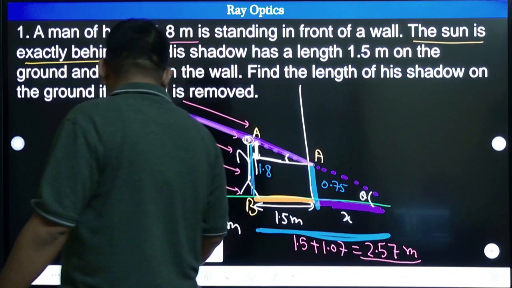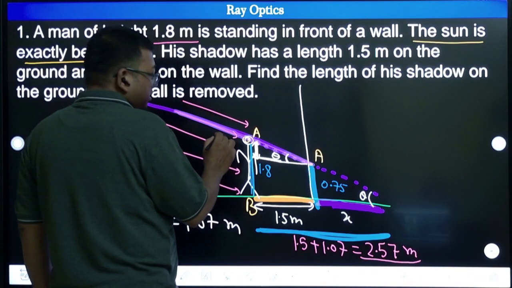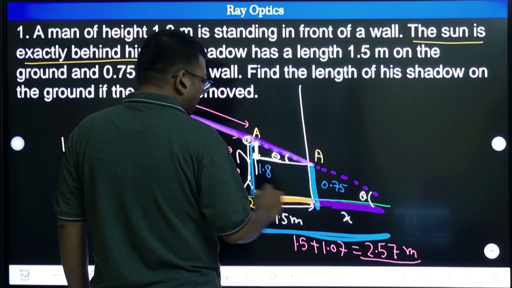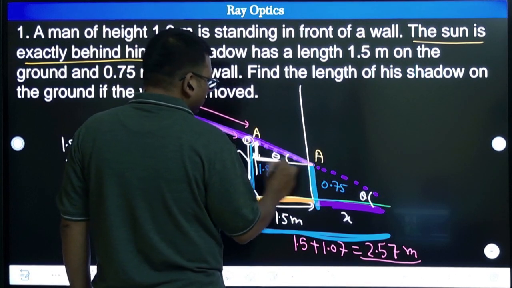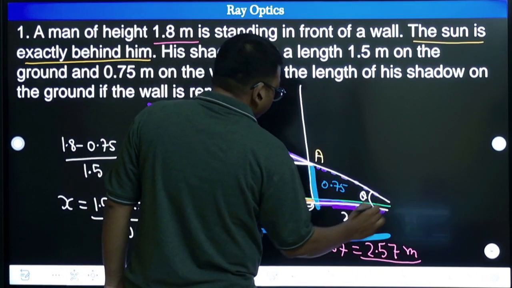This angle theta is the same, because see, this line is there now. This is the same triangle because these lines are parallel lines, and this is a transversal.